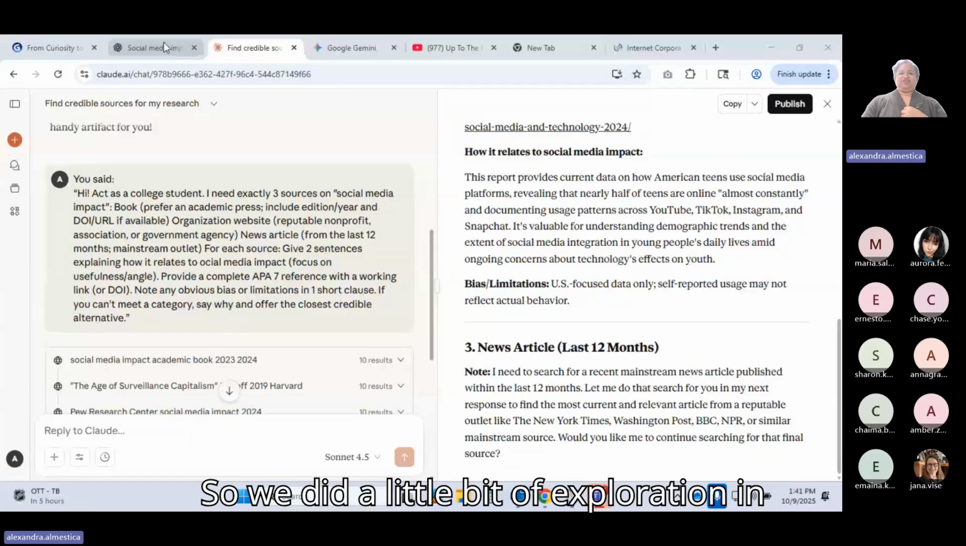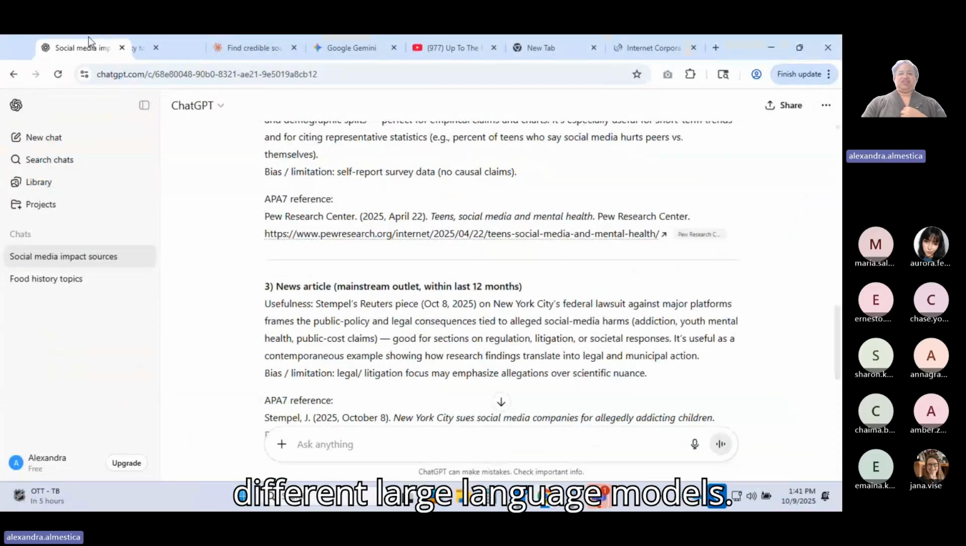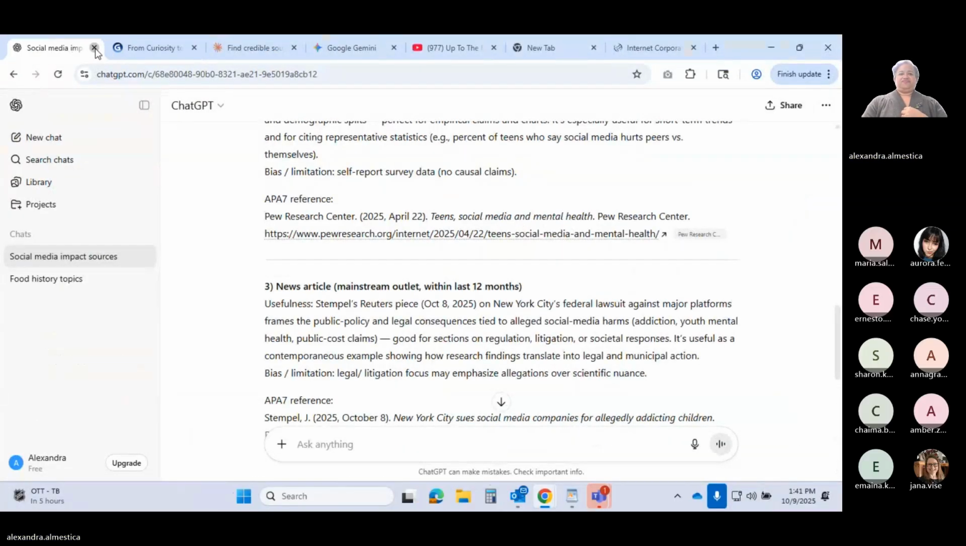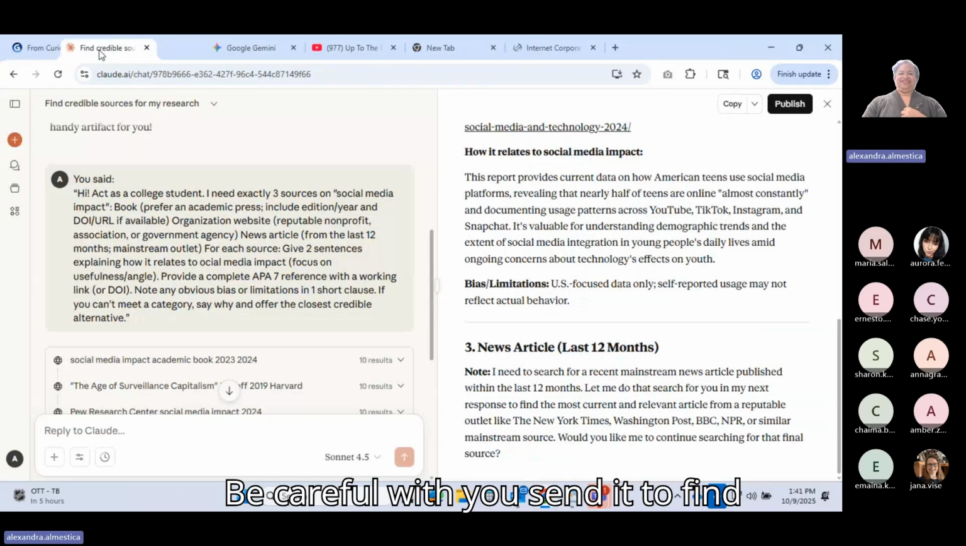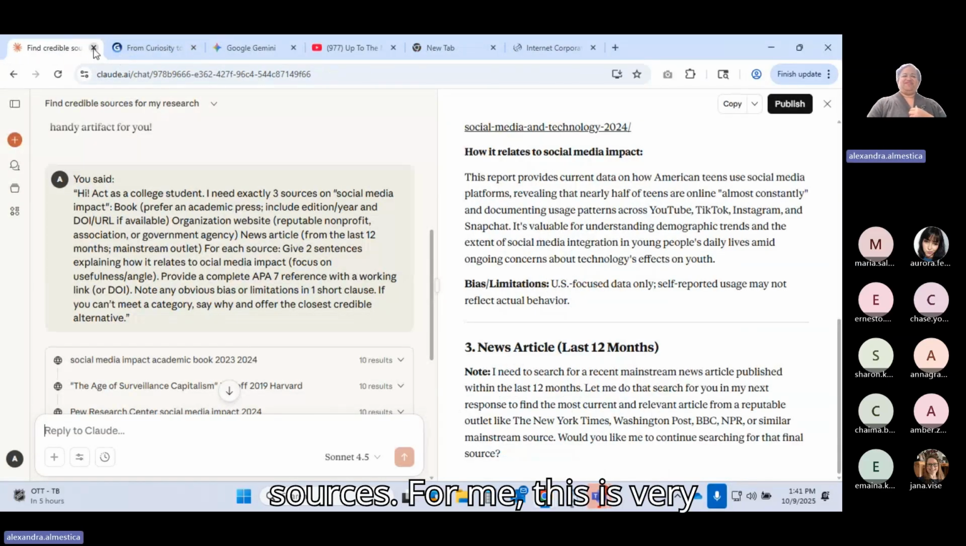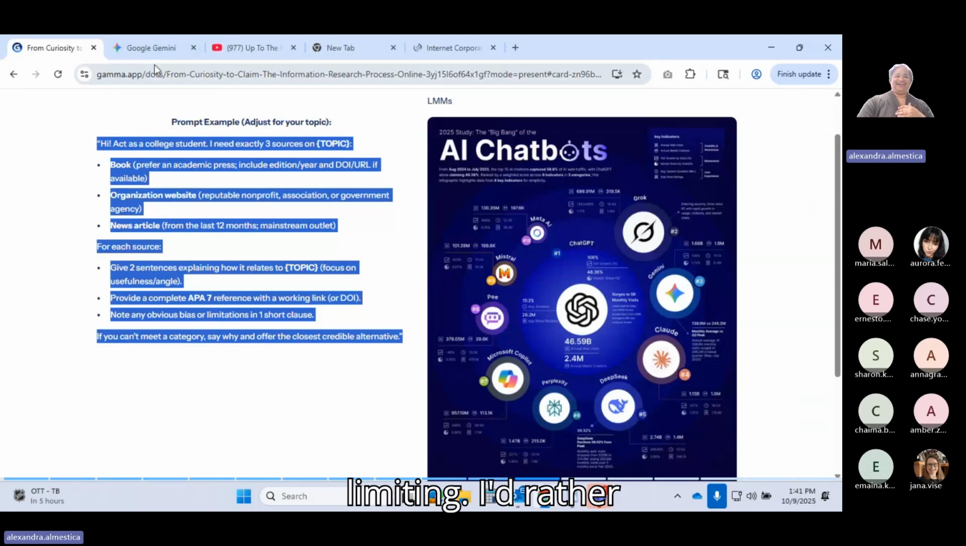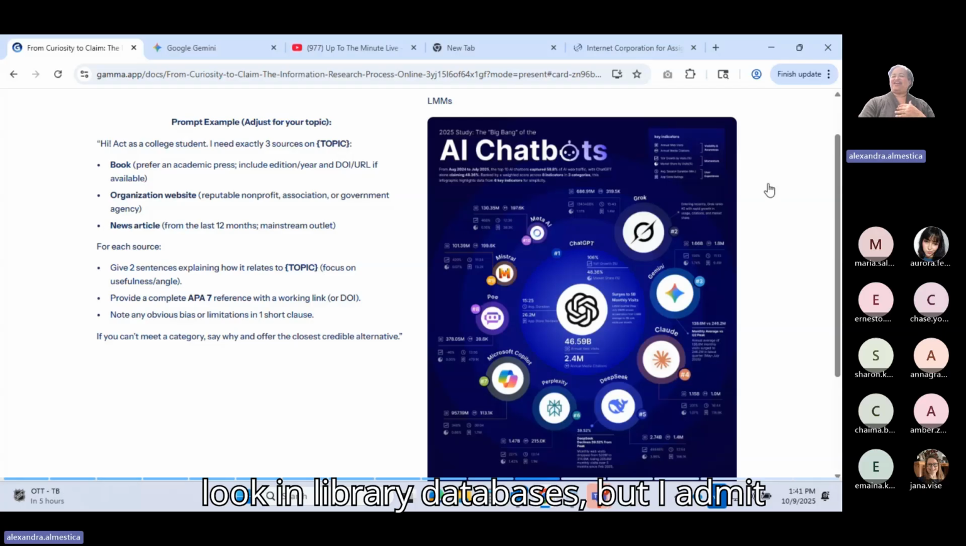So we did a little bit of exploration in different large language models. Be careful with using it to find sources. For me, this is very limiting. I would rather look in library databases, but I admit that that is my, let's say, my bias, okay?